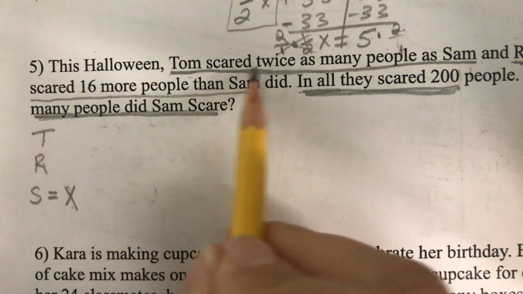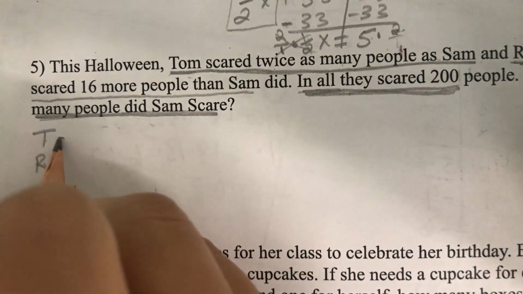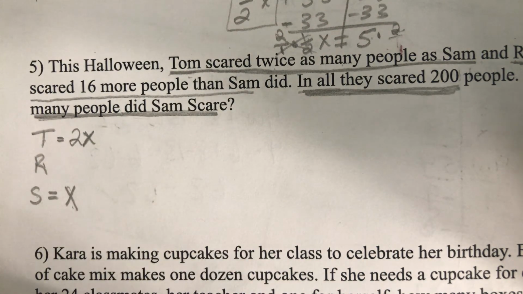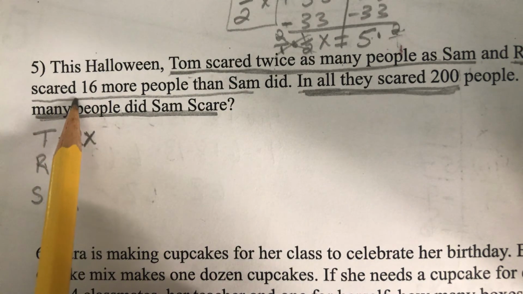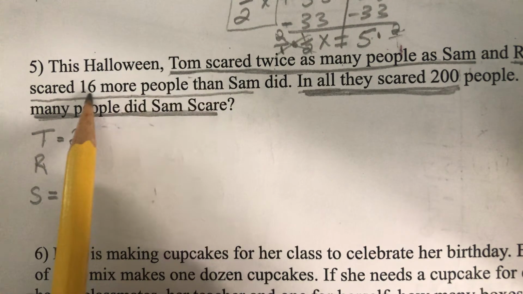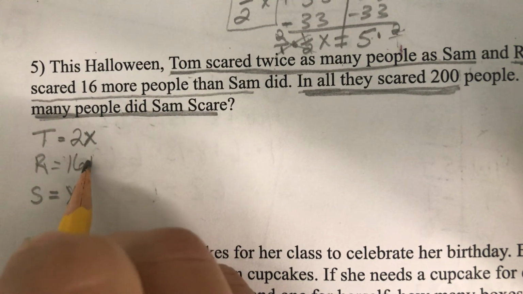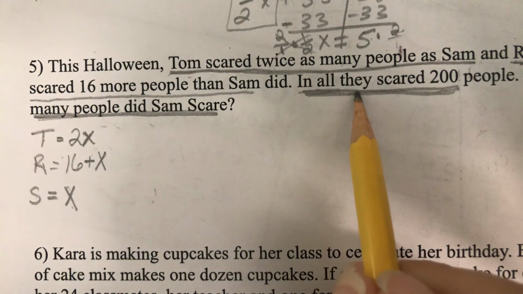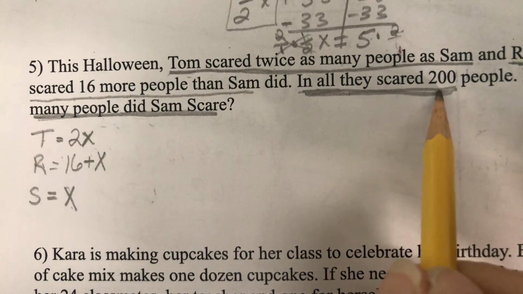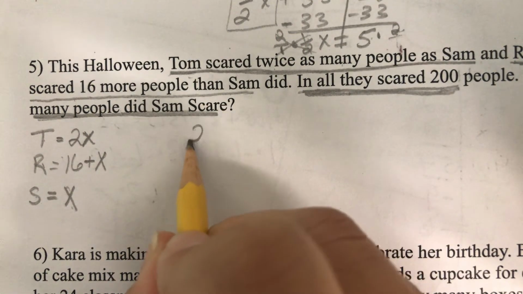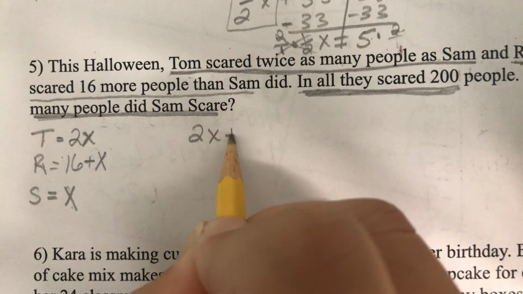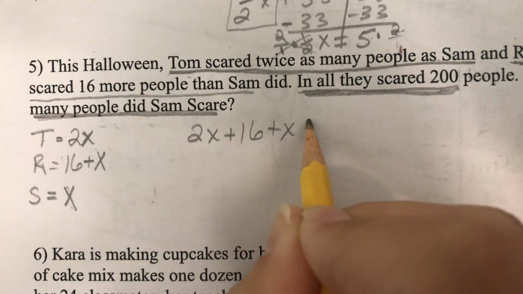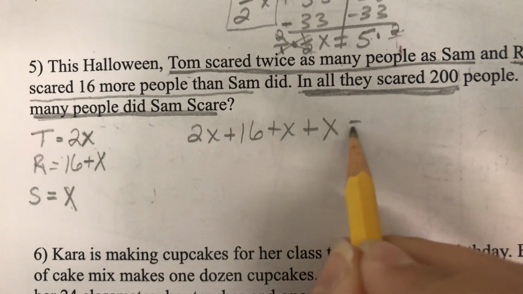So Tom scared twice as many as Sam. So Tom is twice or 2 times X. Roz scared 16 more than Sam. So 16 plus Sam. In all, right, is all of them added up. So total, 200 people. So 2x plus 16 plus x. So all of Tom plus all of Roz, don't forget about Sam, they equal 200.